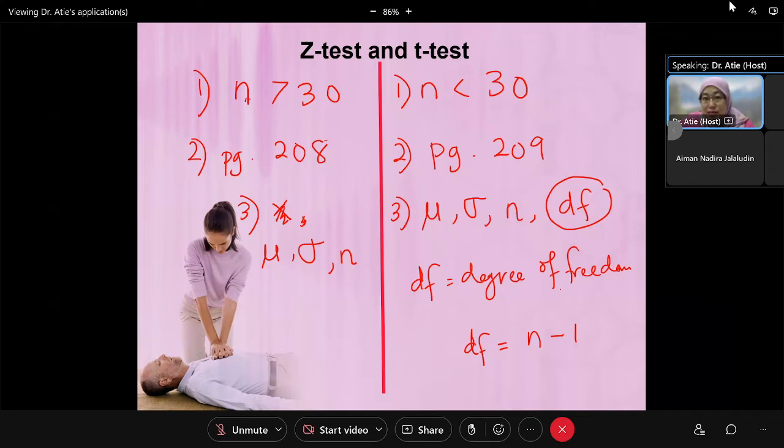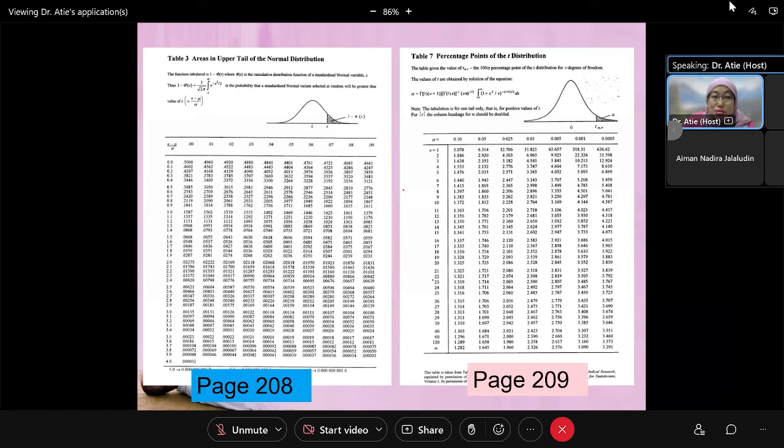So this is the table that we use for the normal distribution, or the z distribution, on page 208. But for the t, we need to use the table on page 209. When you look at page 209, it will be the same here: 0 at the center. Again, all the probabilities below here represent the tail.